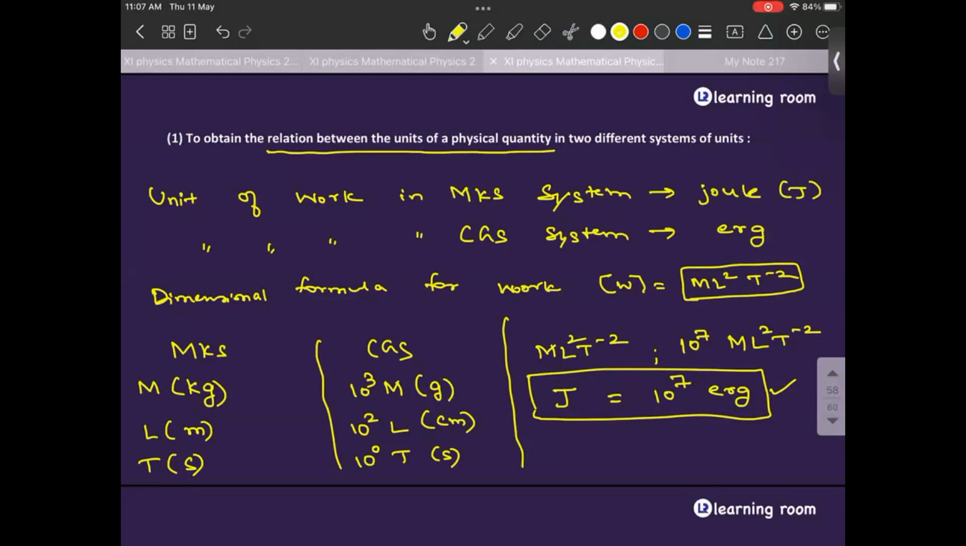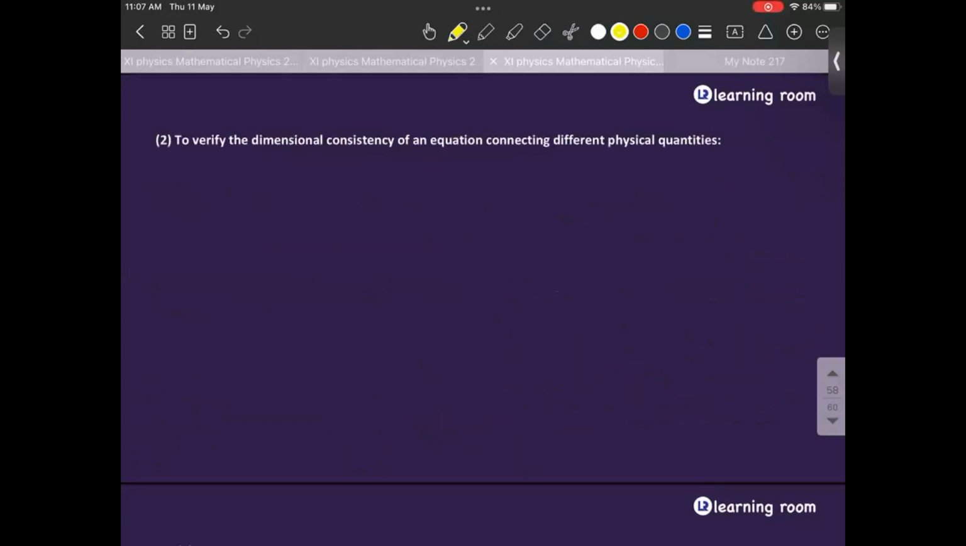Is it done? Are you done copying it? Okay. Shall we see the next application of it? Yes, sir. So the second application is to verify the dimensional consistency of an equation connecting different physical quantities. Let's take the simplest example, which is famous and you already know, that is F is equal to M into A.